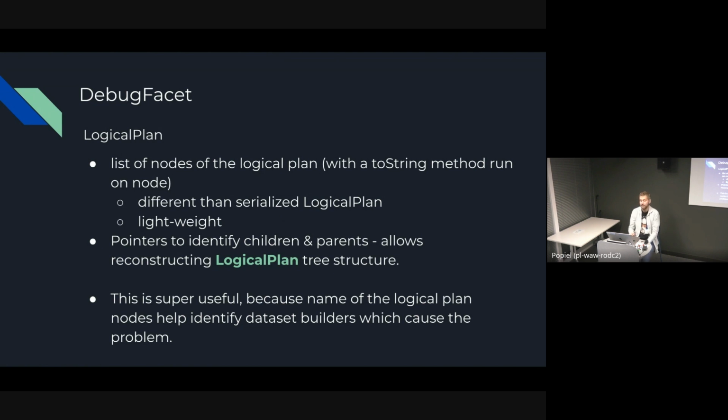And we do it in a lightweight version, so the logical plans can get big. We just take their names. And we also want to know the hierarchy, so we include some kind of pointers to identify the children and the parents, so that we can reconstruct the tree structure. We find it super useful because the names of the logical plan nodes really help to identify which classes of OpenLineage are used to create the lineage events, especially to identify data sets.